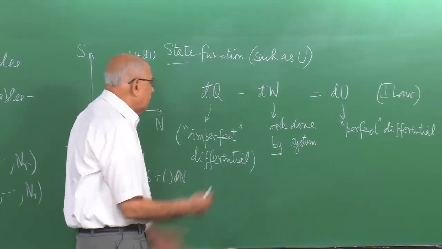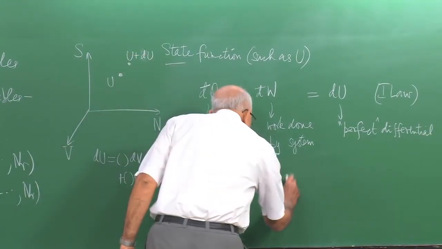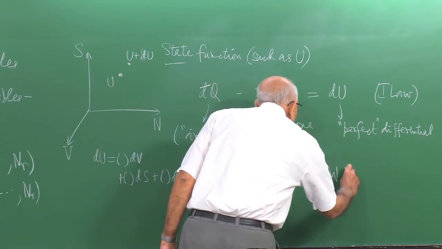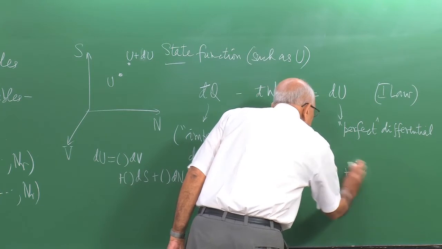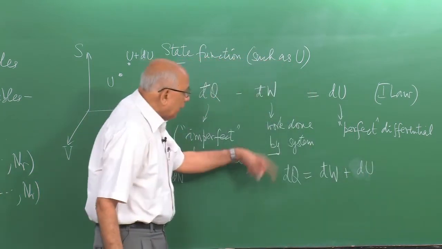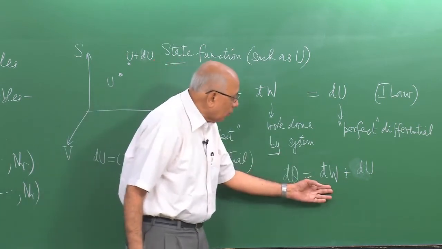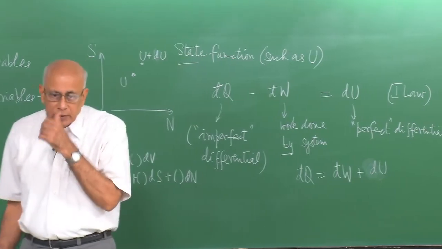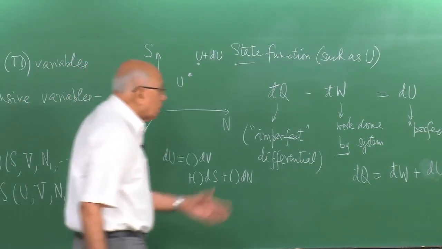You could rewrite it in various other ways. You could write it as dQ equal to dW plus dU. So when you supply heat to a system, it does a certain amount of work and the rest of it goes in its increment of its internal energy. This could be positive or negative.